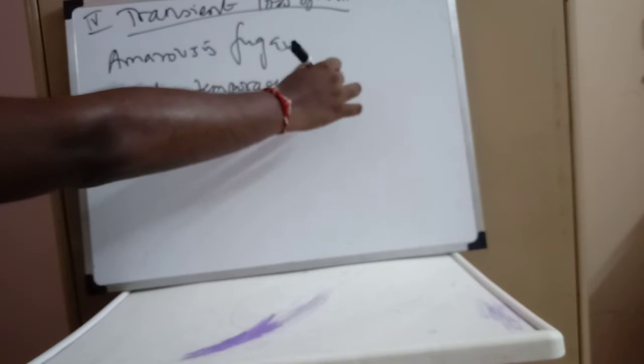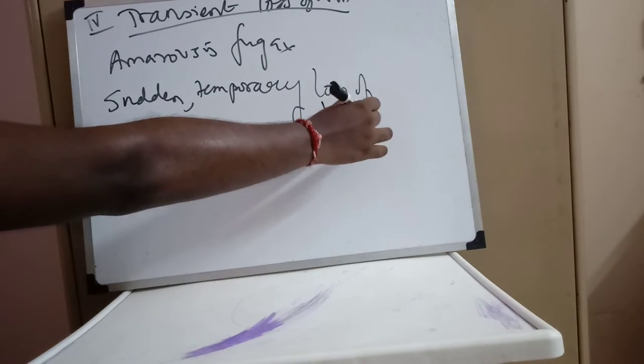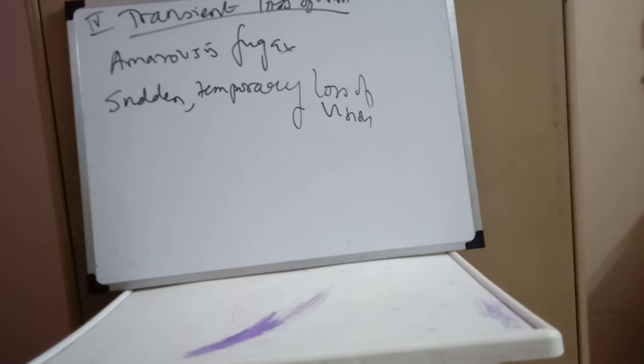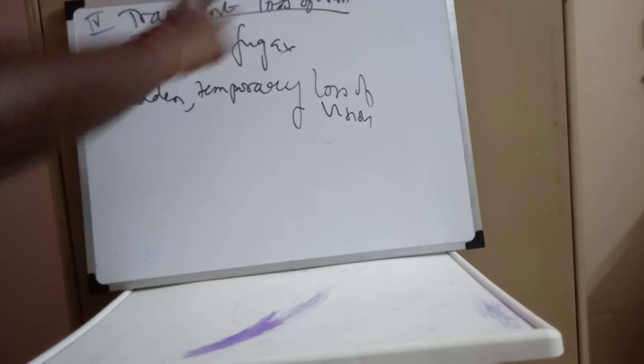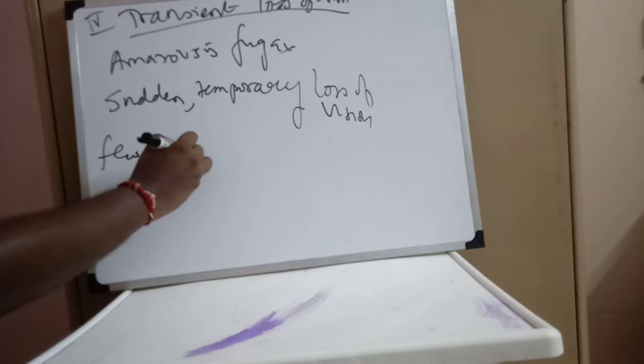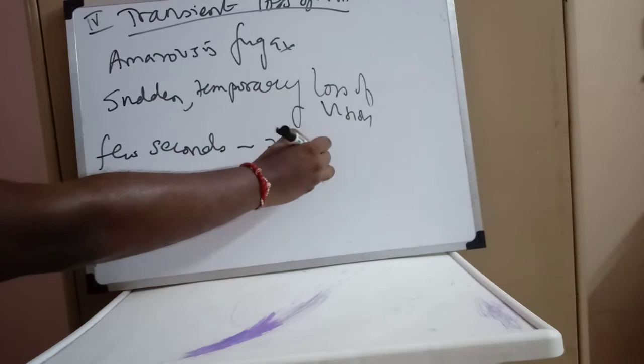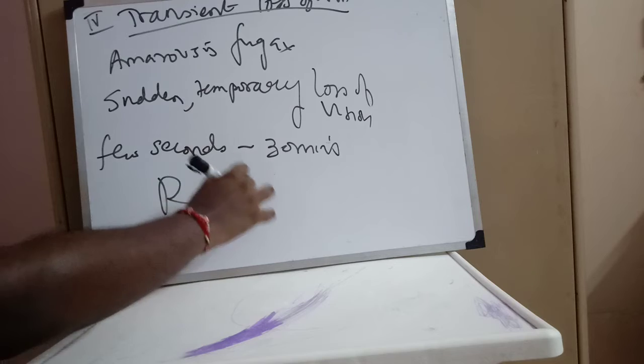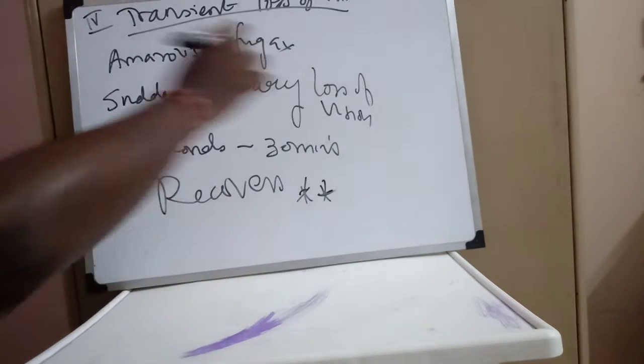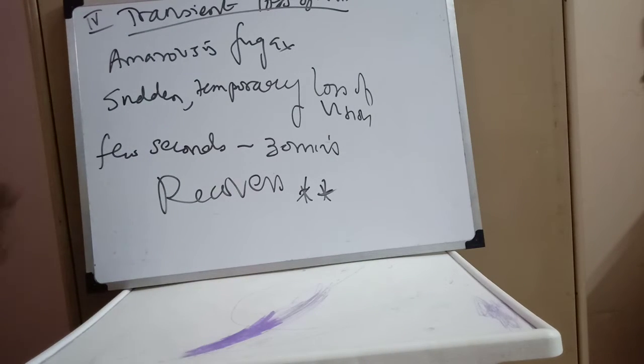It is defined as sudden temporary loss of vision. Sudden temporary loss of vision is called transient loss of vision, which is going to last for a few seconds to 30 minutes, but it always recovers. It always recovers. This is called transient loss of vision or amaurosis fugax. Okay, so what are the different conditions which are going to result in transient loss of vision?